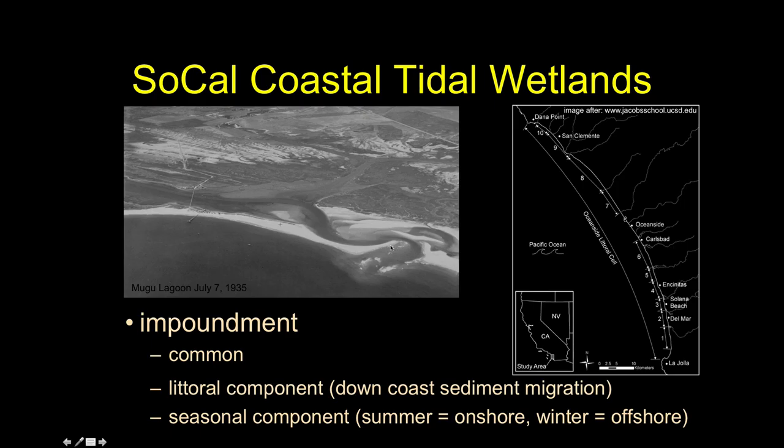Many of our wetlands, this sand would then pinch off and close seasonally. So a complete impoundment or entrainment of water. So we have this littoral component that's going on all the time, day in, day out. And then we have this seasonal component that makes the salt marsh, for example, more likely to be totally cut off, or less likely to be cut off, from the surface water connection with the ocean.